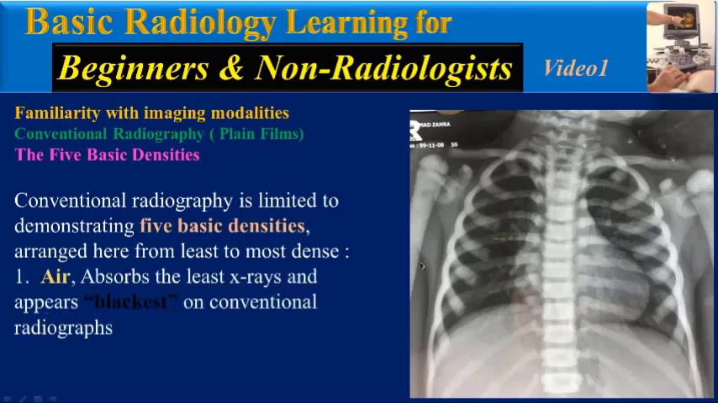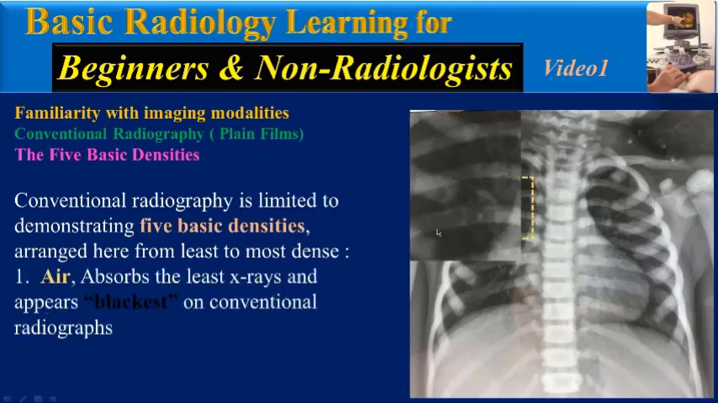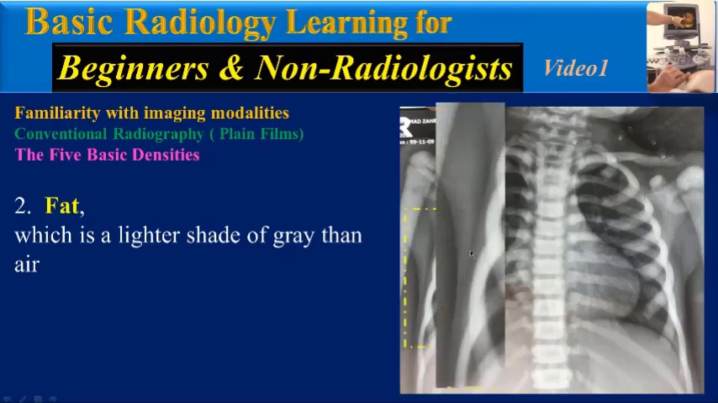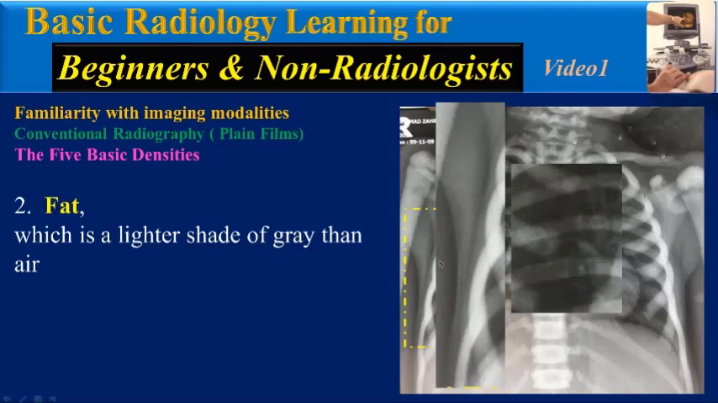The first one is air, which absorbs the least X-rays and appears blackest on conventional radiographs. As we can see here, air in the lung parenchyma appears blackest in this image. The second density is fat, which is a lighter shade of gray than air. As we can see here, the subcutaneous fat layer is lighter than the air in the lung parenchyma.